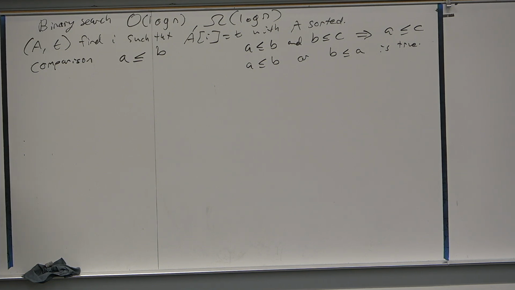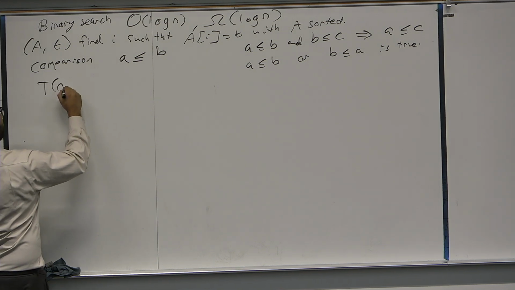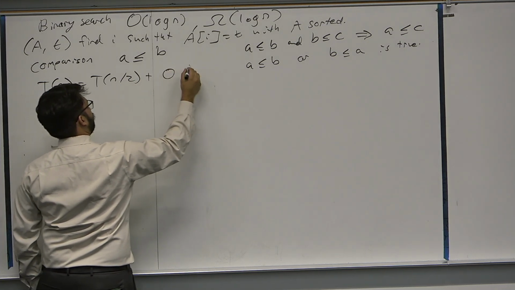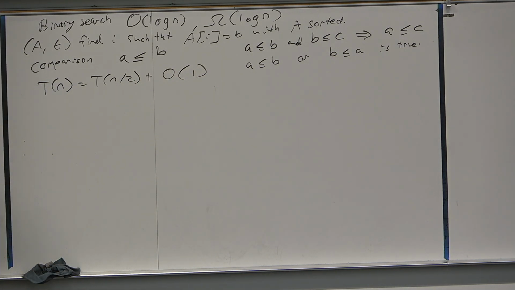T of n over 2. Yes. In some sense, the way binary search works is it makes comparisons, and for each comparison it makes, it's allowed to split the array in half. By the way, what's a worst case input for binary search? When do you go all the way down to the bottom?